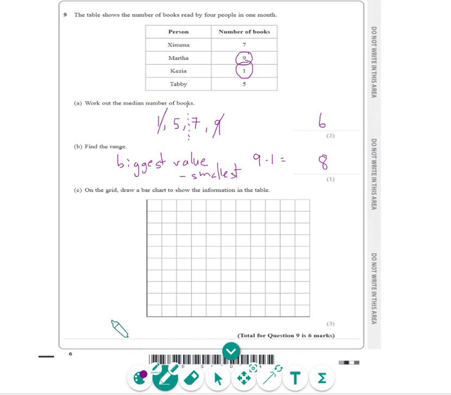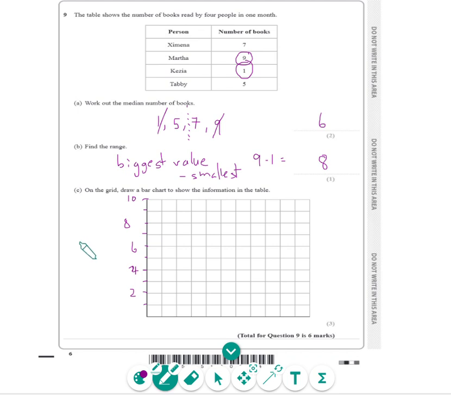On the grid, draw a bar chart to show the information in the table. So we want to start with thinking about the scale on the left-hand side here. So we've got 1, 2, 3, 4, 5, 6, 7, 8, 9, 10. So I've got 10 squares there. The maximum frequency that I need to plot is 9, so I can go up in ones. I'm just going to label every other one because otherwise it's going to get a bit squashed there. So that's going to be 2, 3, 4, 5, 6, 7, 8, 9, and 10.